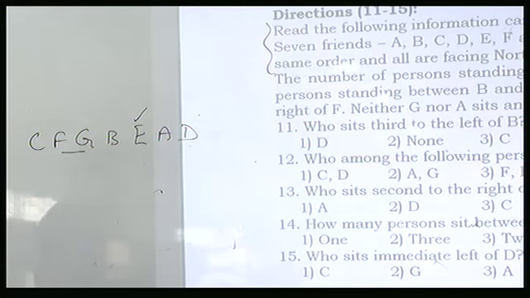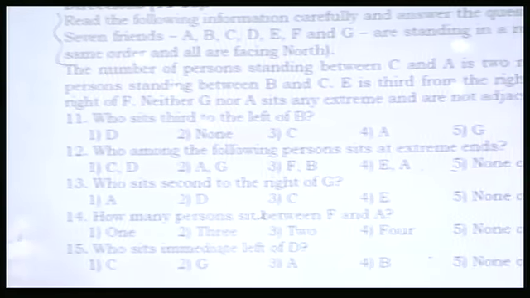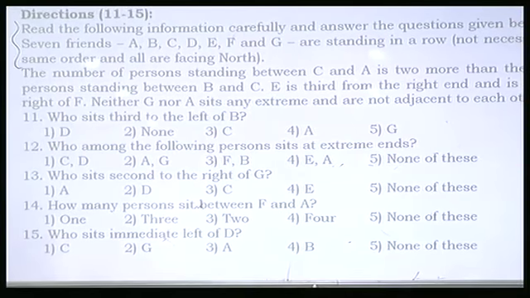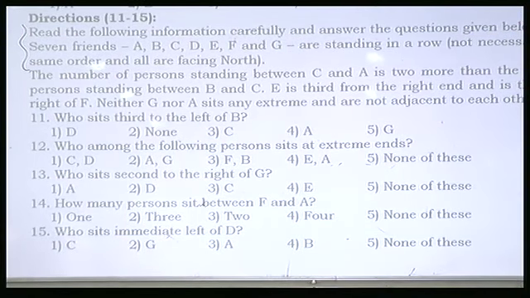E is third from the right hand. This is how you are supposed to start this. 5, 6, 7. E is third from the right hand. And E is third to the right of F. 1, 2, 3, third to the right of F. Next one: neither G nor A is at any extreme. G and A cannot be at these 2 places.